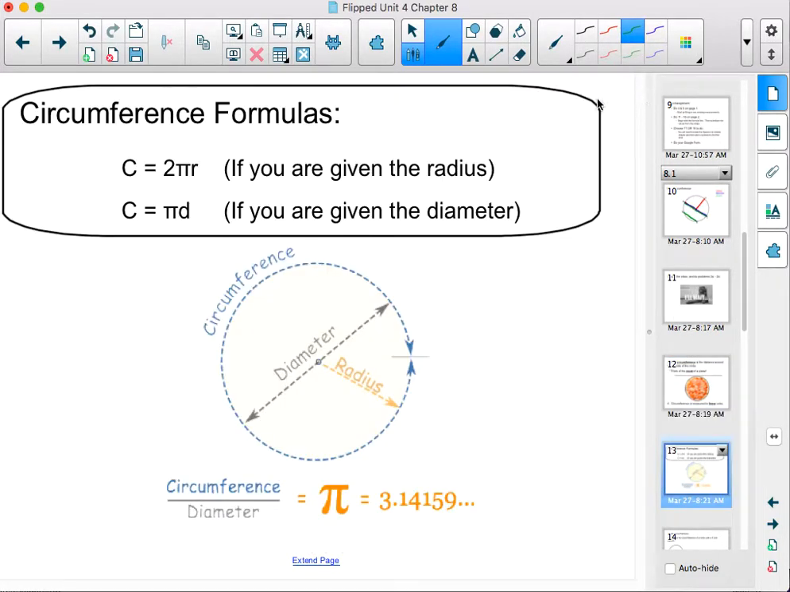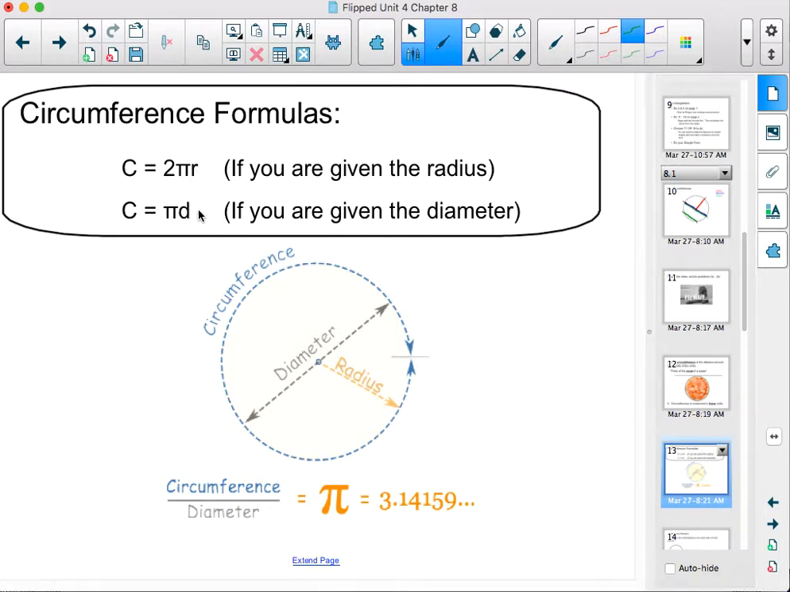Circumference has two formulas. I give you both of these and let you choose which one you want to use. The first formula is C equals 2 times pi times r. R stands for the radius. If I give you a problem with the radius in it, you're going to want to use that formula. The other formula is C equals pi times the diameter.